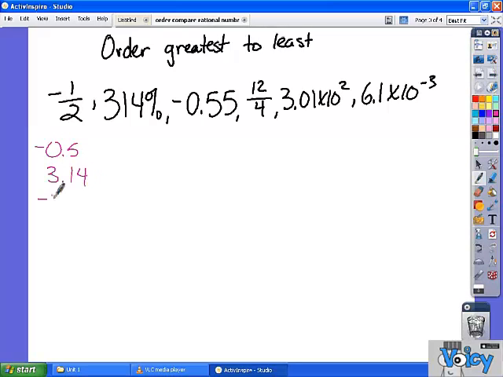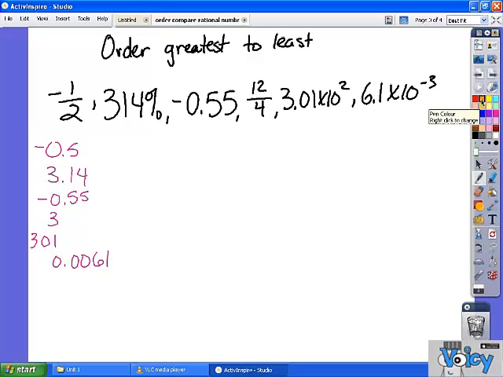The next one's already in decimal form. 12/4 is just 3. 3.01 times 10 to the second, you can just type that straight in your calculator, and we're going to come out with 301. And 6.1 times 10 to the negative third is going to give us 0.0061.